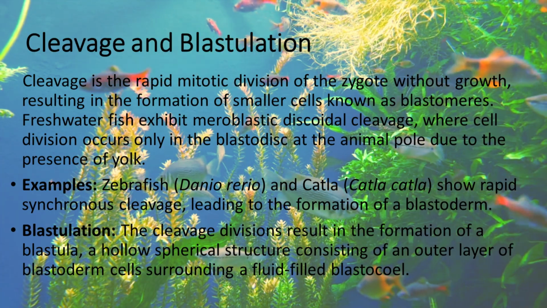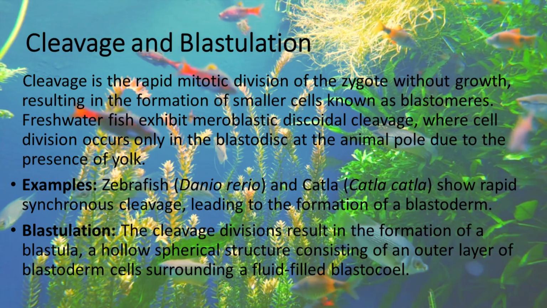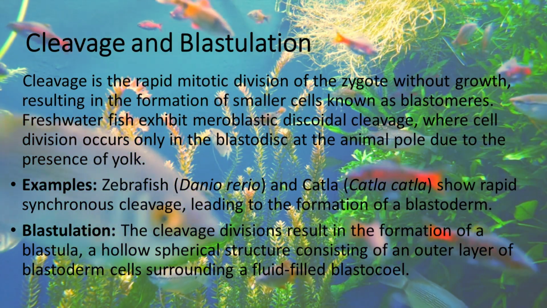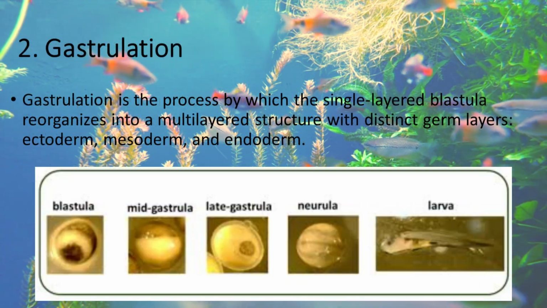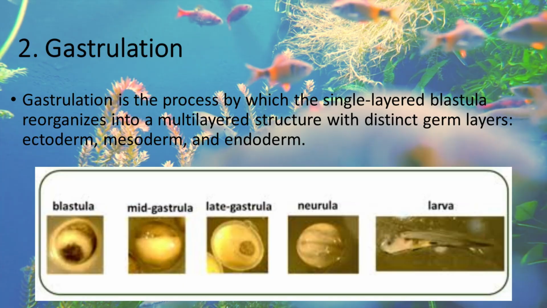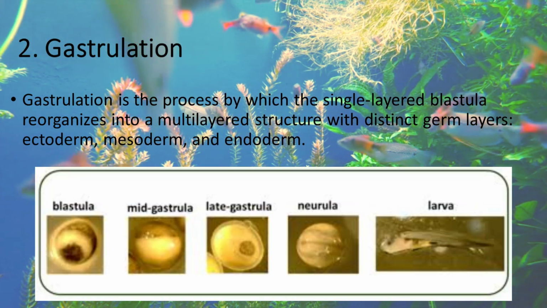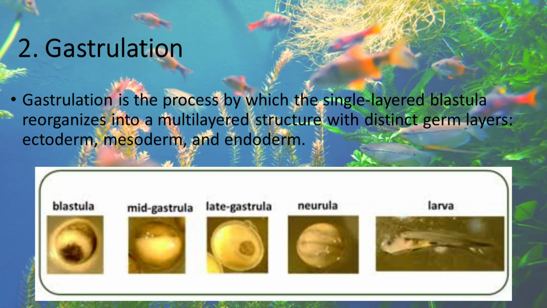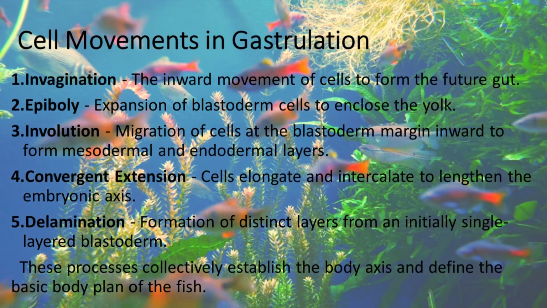Blastulation. The cleavage divisions result in the formation of a blastula, a hollow spherical structure consisting of an outer layer of blastoderm cells surrounding a fluid-filled blastocele. 2. Gastrulation. Gastrulation is the process by which the single-layered blastula reorganizes into a multi-layered structure with distinct germ layers: ectoderm, mesoderm, and endoderm. Cell movements in gastrulation.